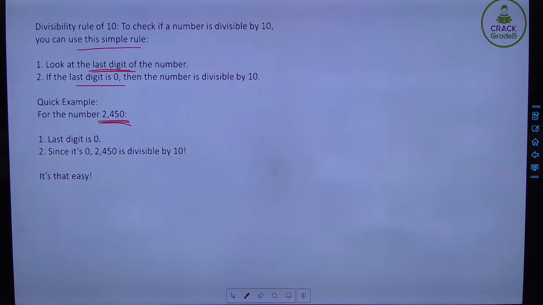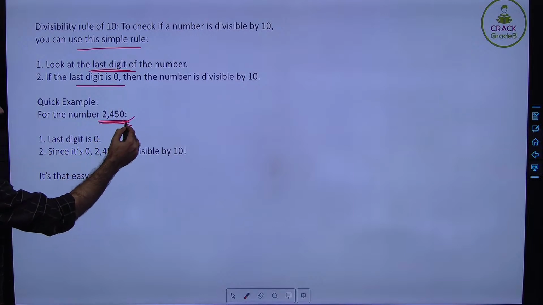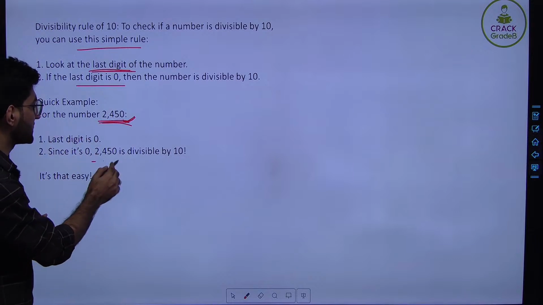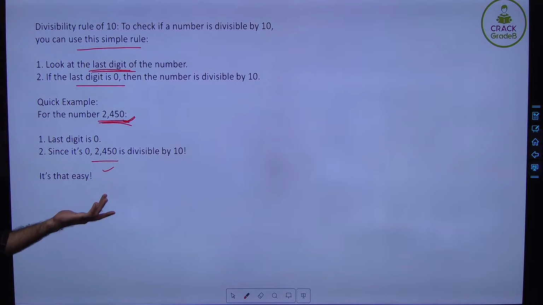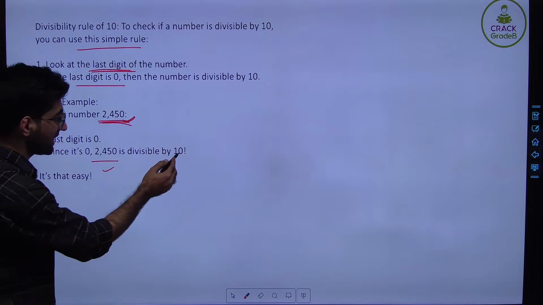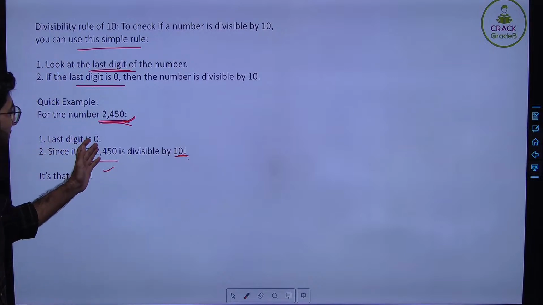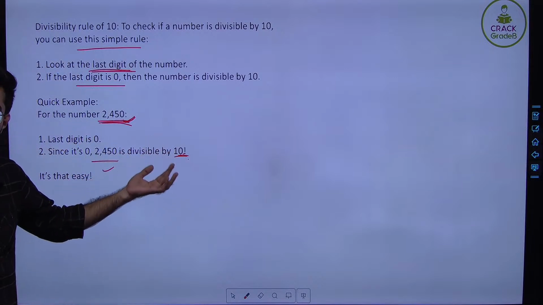2450. So obviously the last digit is 0. 0 is present at the unit place, and if 0 is present at the unit place, it means obviously 2450 is divisible by 10, right? Don't read that as 10 factorial. This is simple 10, right? Okay. So 2450 is divisible by 10, right?